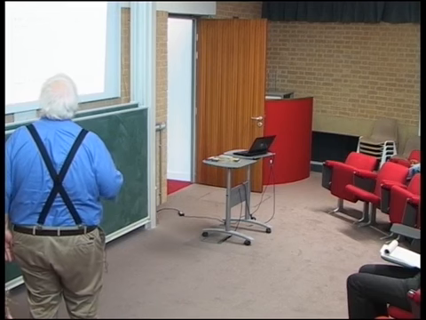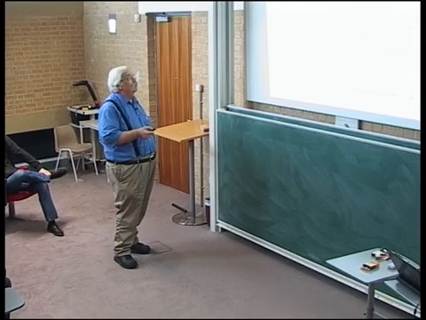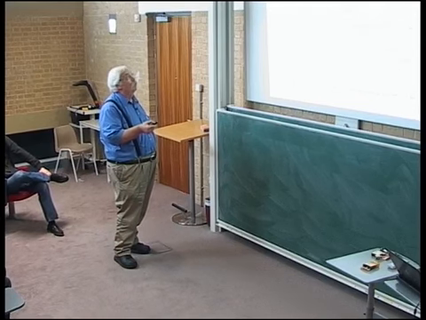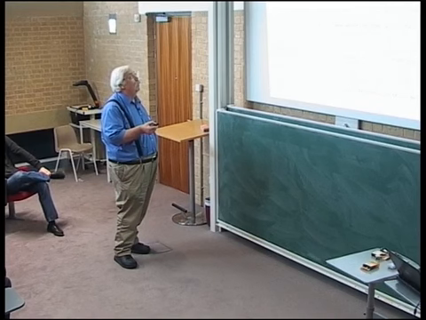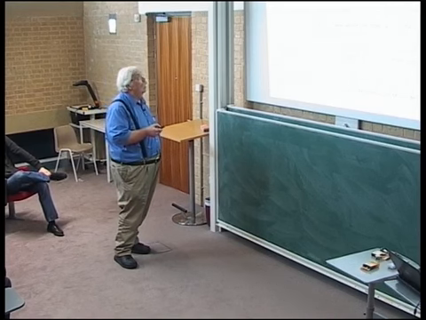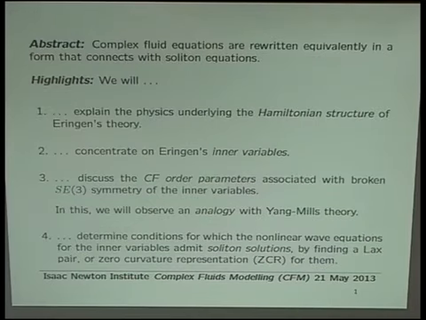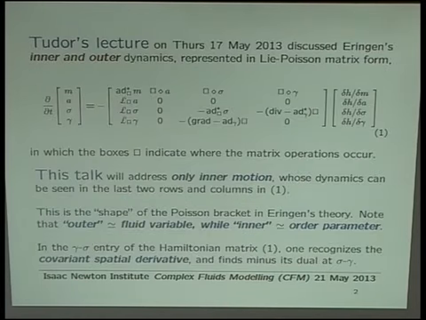Explain the physics that underlies the Hamiltonian structure. That's the Poisson matrix for Ehringen's theorem. Ehringen's theory. I'm going to try to explain some of that. I'm going to concentrate on the inner variables, which are these here in that part of the Poisson matrix. So the equations are gotten by just doing matrix multiplication of these operators on these variational derivatives.